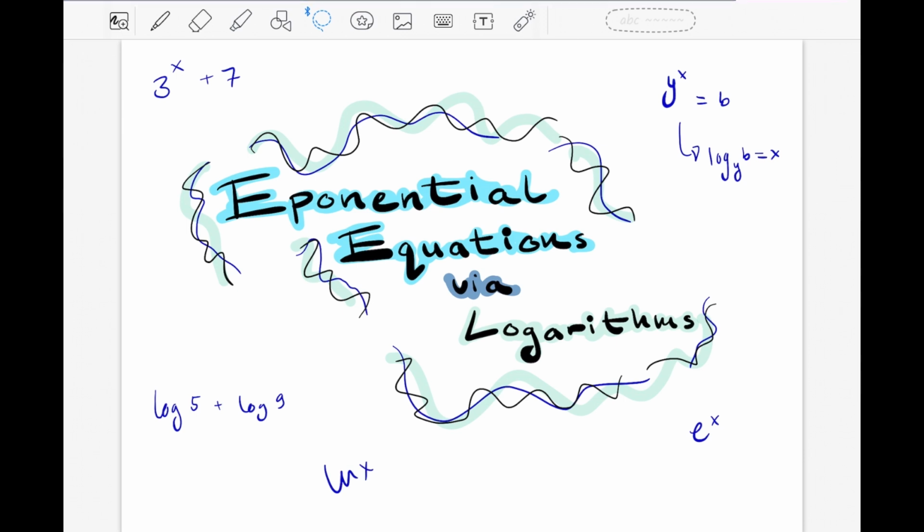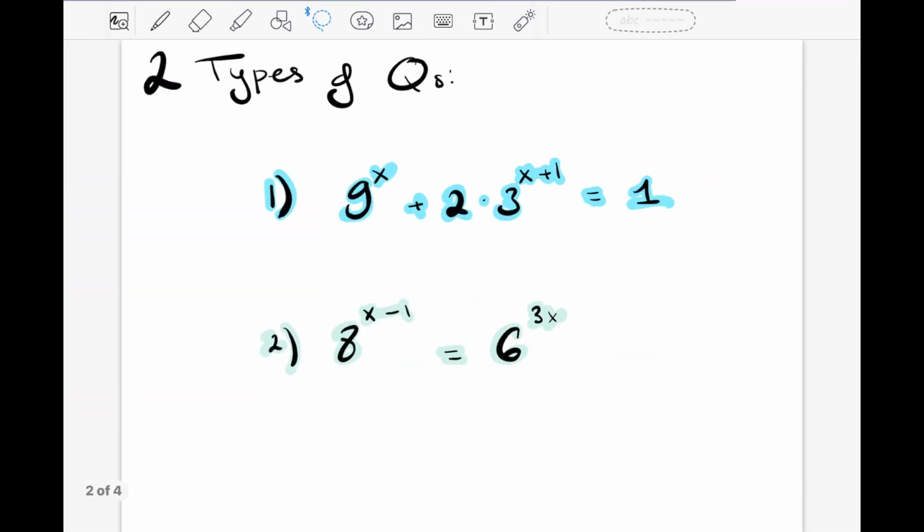So in this video, I would like to touch on two very basic but also popular types of questions that you might encounter for which you could use logarithms to solve them, and how you can use your understanding of logarithms and exponents to put the two together and solve such equations.